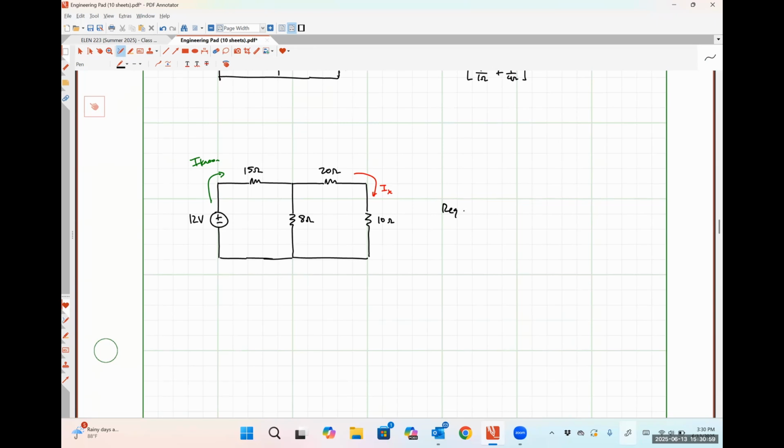So REQ in this case should be 15 ohms plus 8 ohms in parallel with the series combination of 20 ohms and 10 ohms. Sorry that I misspoke there. So if I throw this into my calculator, I get 15 plus 8 times 30 over 8 plus 30 comes out to be 405 over 19 ohms. And from there, my known current is 12 over that, which comes out to be 76 over 135 amps.